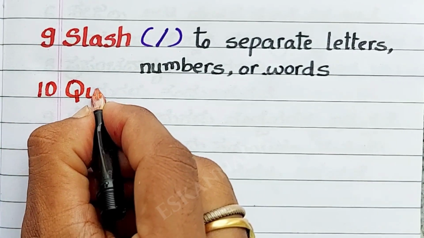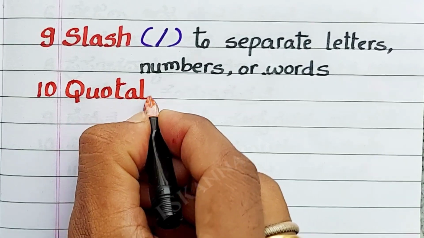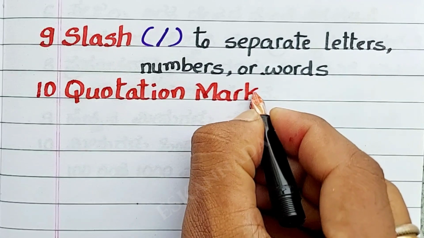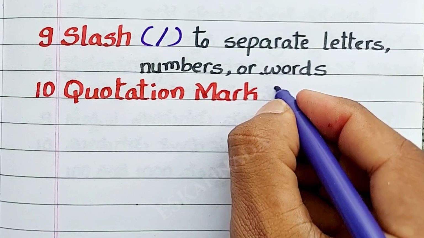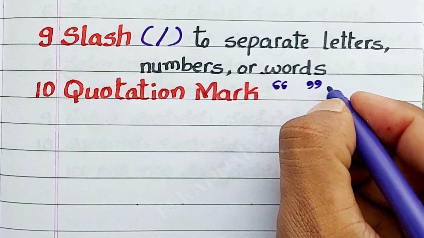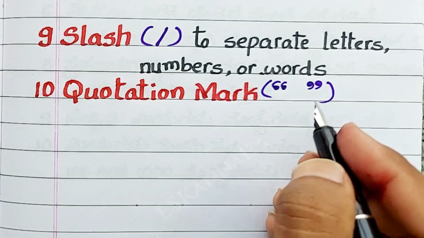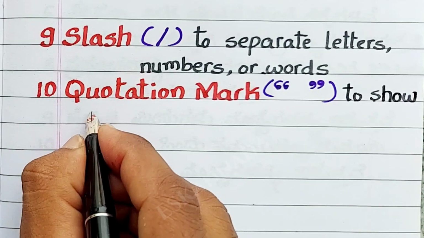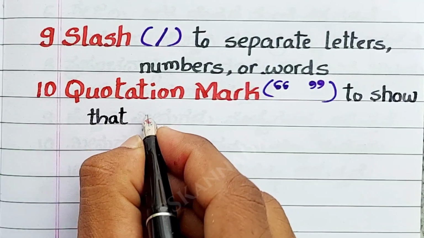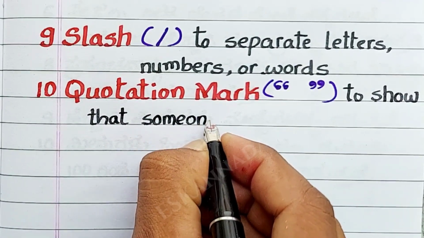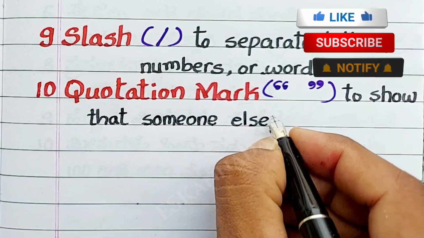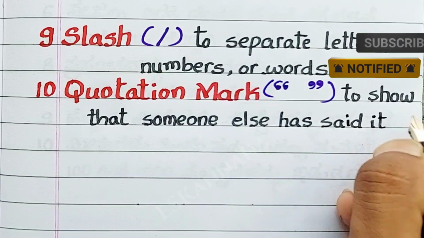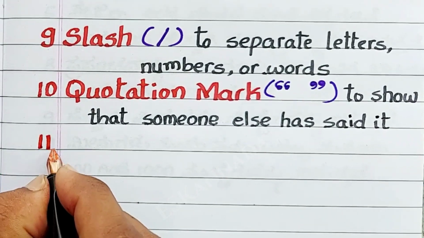Tenth point, quotation mark. The symbol looks like this. It's used to show that someone else has said it.